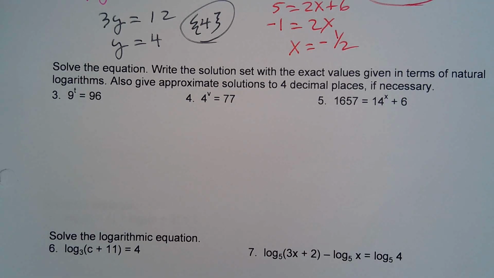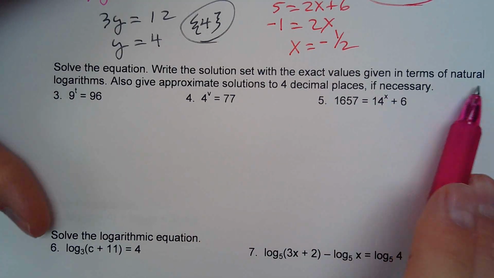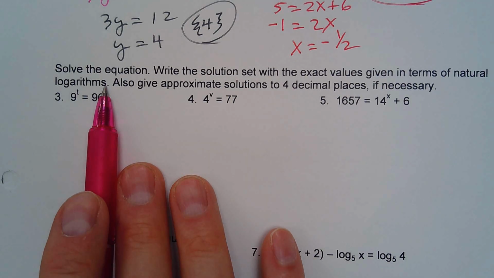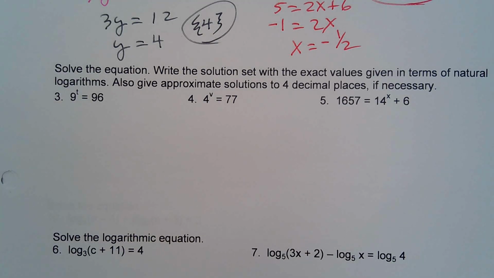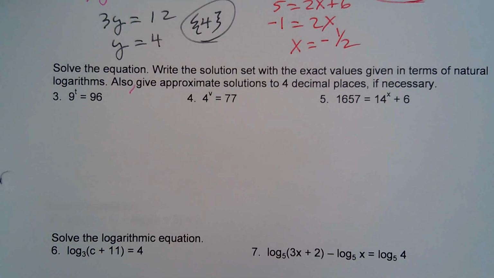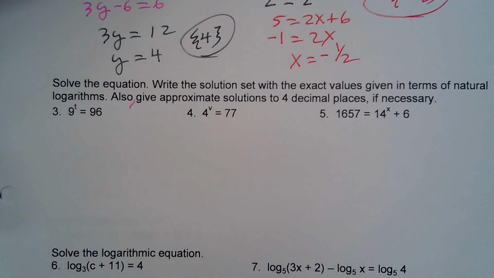Now, before we hop into it, let's read the directions carefully. Write the solution set with exact values in terms of natural logs. Okay, so notice here, when we use the change of base, we've got to use natural logs because that's what the directions are telling us to do. And they also ask for the approximation to 4 decimal places if necessary. All right, so we've got 2 things going on here.